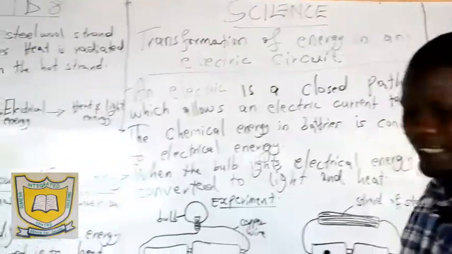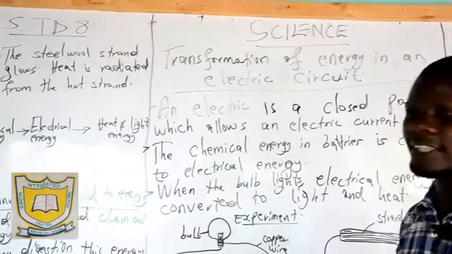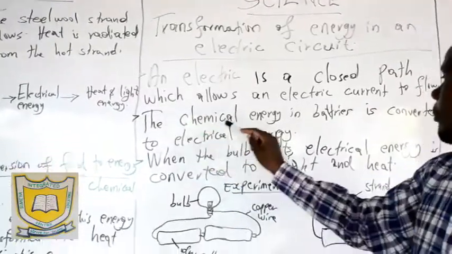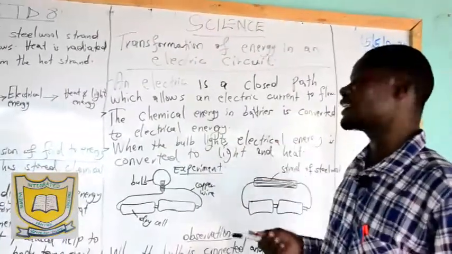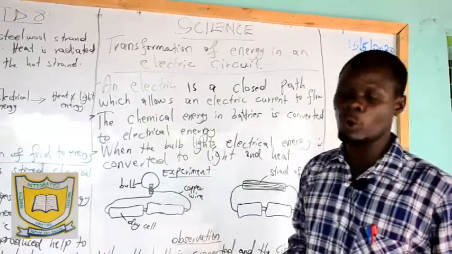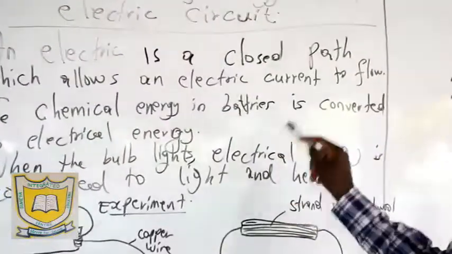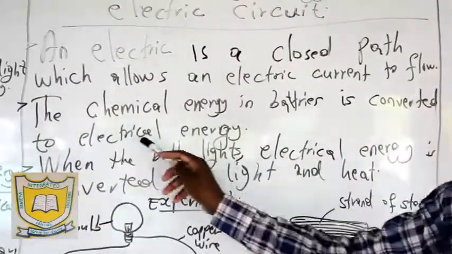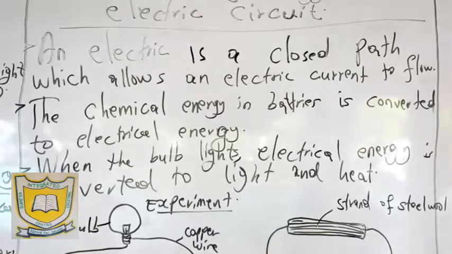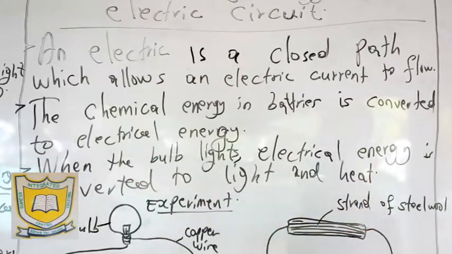An electric circuit must have a source of energy, which is the dry cells. So we say the chemical energy in batteries or dry cells is converted to electrical energy. Now, when the bulb lights, electrical energy is converted to light and heat energy.